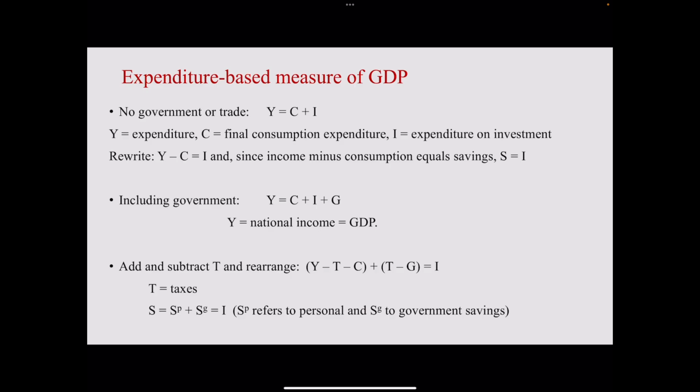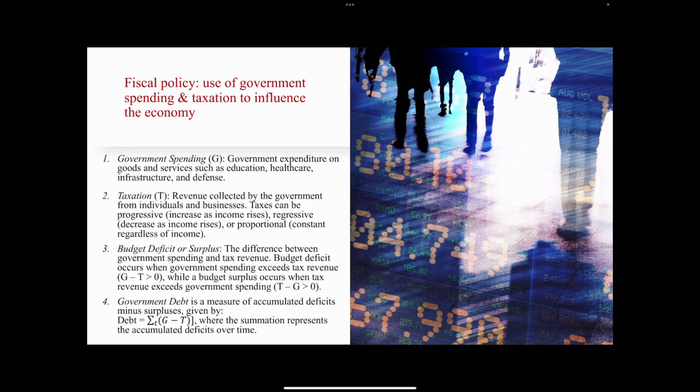If we include government, we get the relationship that national income, or GDP, Y, is equal to consumption plus investment plus G, which is government spending. Adding and subtracting T, taxes, and rearranging, we get that income minus taxes minus consumption plus taxes minus government spending has to equal investment. Investment equals savings, and savings could refer to personal savings and government savings.